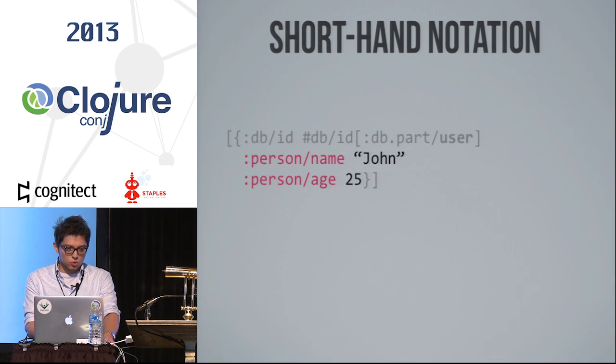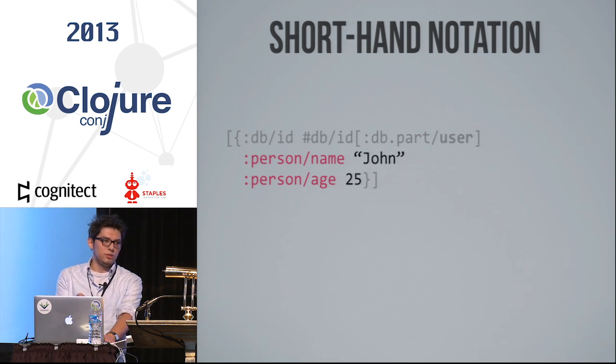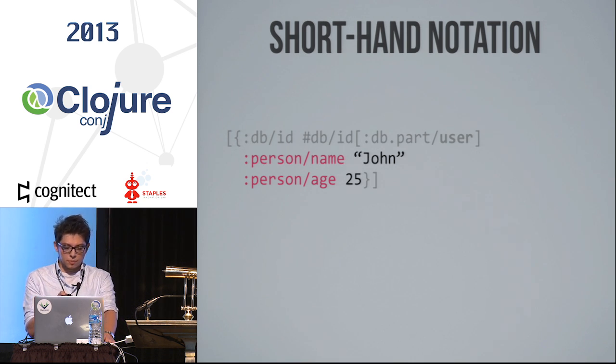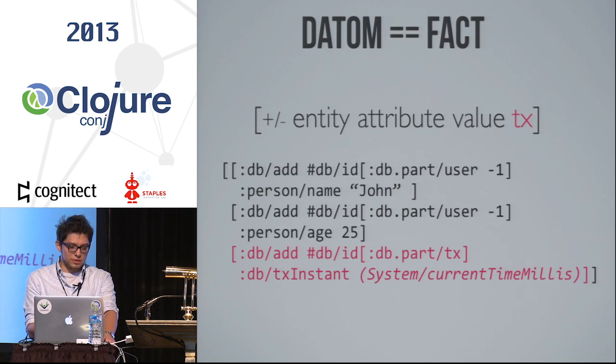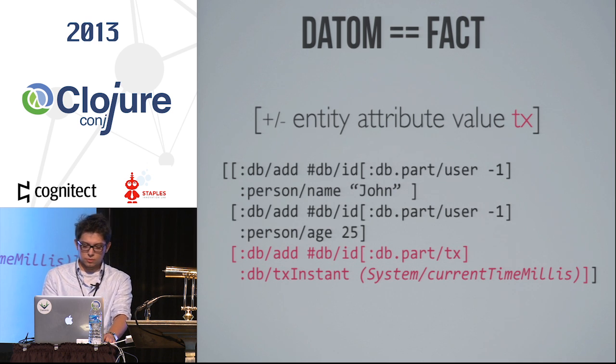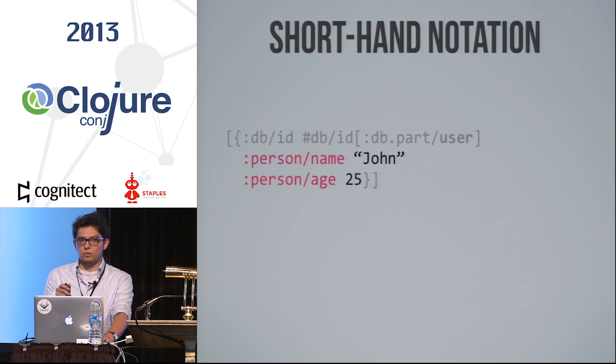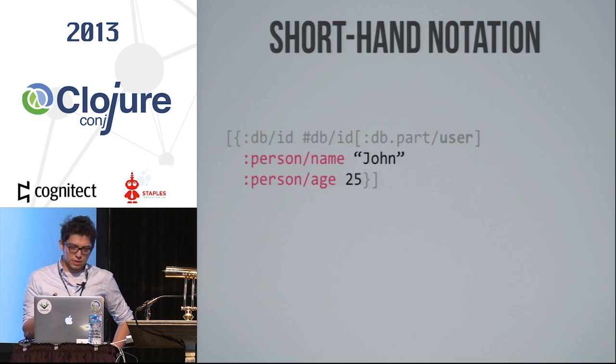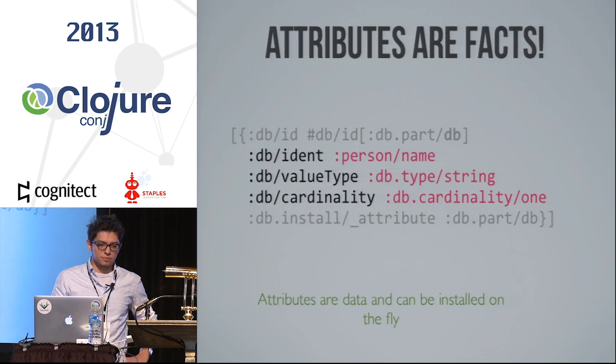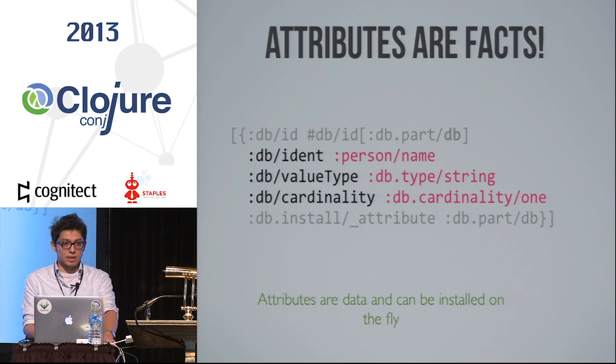And there is a shorthand notation. This is important because I'm going to be showing a lot of these examples. This and this are basically the same thing. We're transacting two datums. John, age 25.